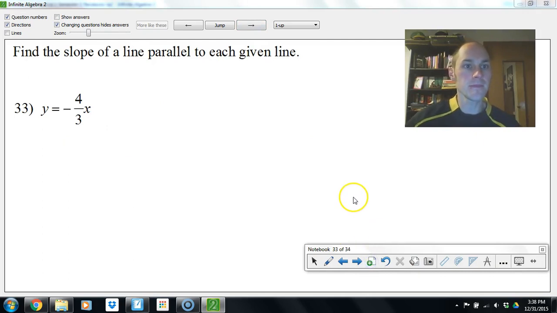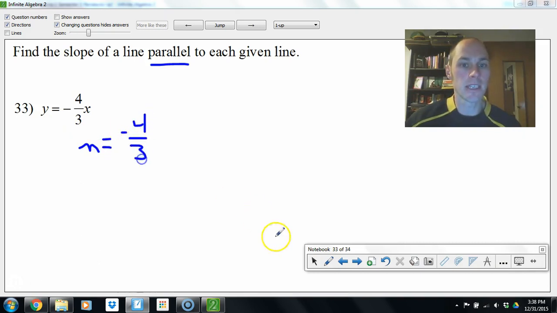All right. Slope of a line parallel. Remember, parallel lines have the same slope. This one is in slope-intercept form, so its slope is negative 4/3. So the slope of a line parallel would be the exact same. It would also be negative 4/3.